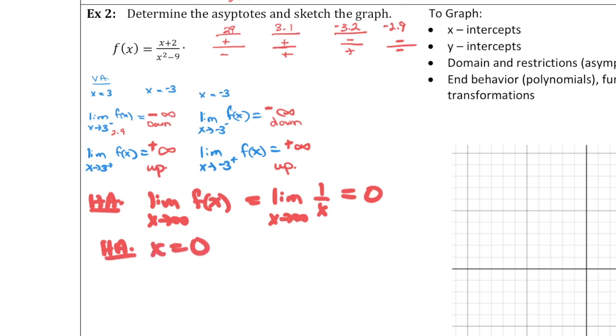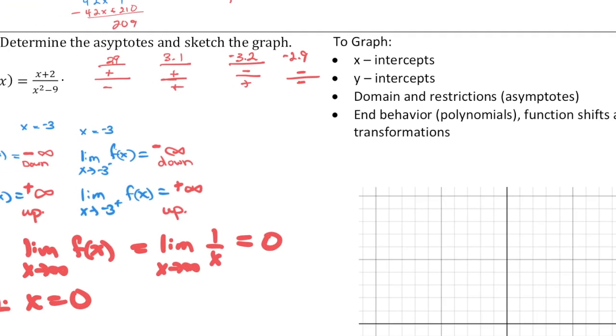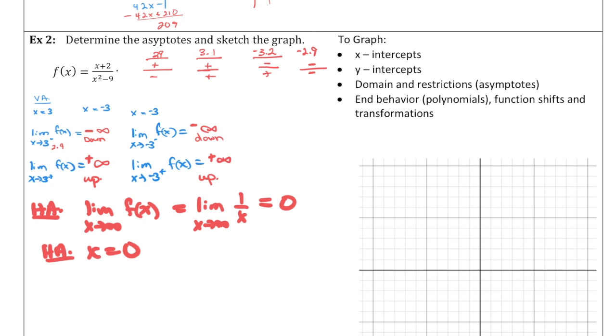All right, so the next thing, in order to get a good graph, we want the x-intercepts, the y-intercepts, we want to talk about domain restrictions and end behavior. So the x-intercepts, when we think about that we're going to let your y equal 0, and when y equals 0, we get x equals negative 2. When we look for the y-intercepts, we're going to let x equal 0, and we have y equals negative 2 over 9. The domain and some restrictions.